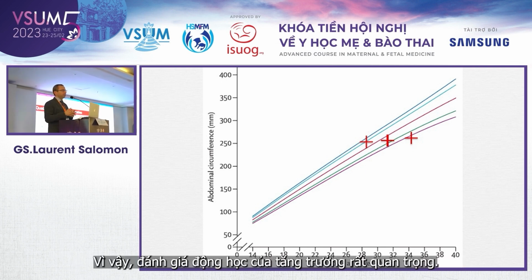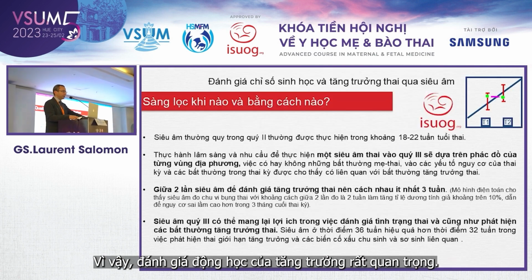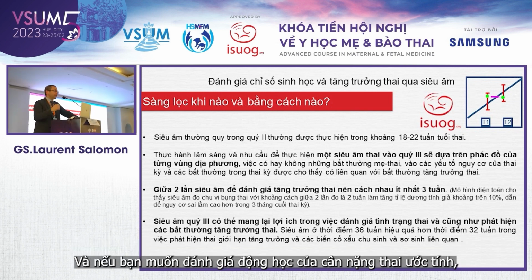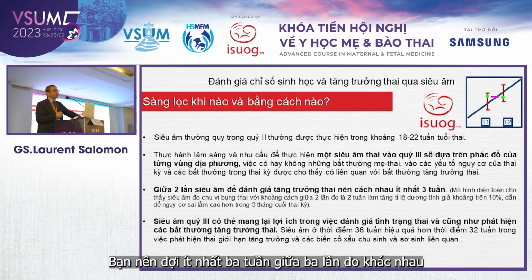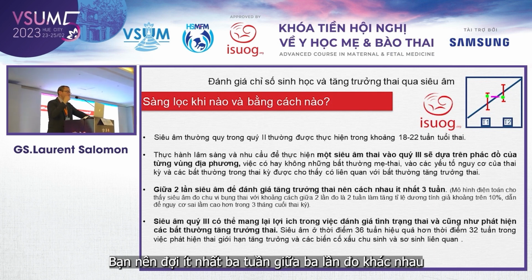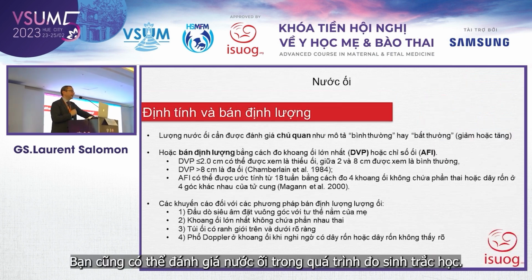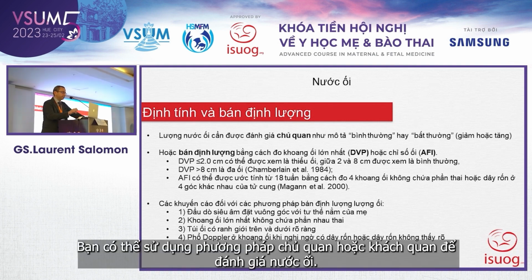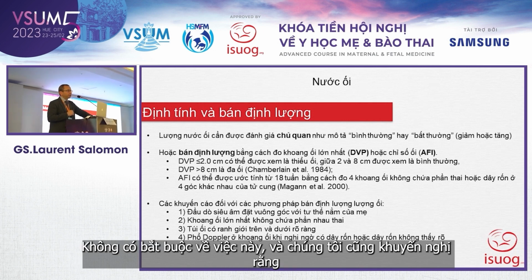So it's important to assess the dynamic of fetal growth, and we have recommended that third trimester scans may be used differently based on local resources and local guidelines. And if you want to assess the dynamic of estimated fetal weight, you should wait at least 3 weeks between 3 different measurements. You may assess as well the quantity of amniotic fluid as part of your biometric assessment of the fetus. You could use either subjective or objective methods to assess amniotic fluid. There is no clear consensus on that.